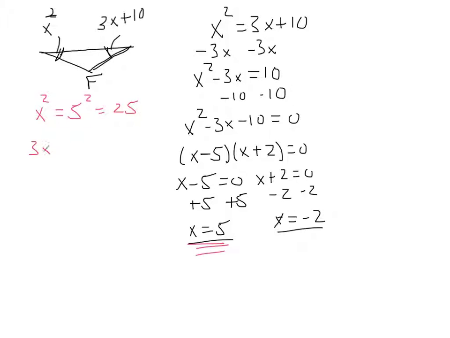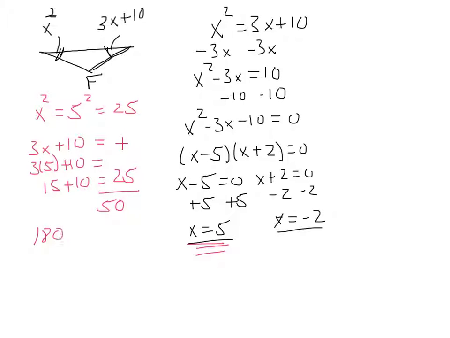Then I'm going to plug it into the other one just to make sure I got it right. 3x plus 10, well, that's 3 times 5 plus 10, right? 15 plus 10 is 25. So 25 plus 25 equals 50. I'm going to do 180 minus 50 because this entire triangle, this angle plus this angle plus this angle equals 180. So 180 minus 50 is 130 degrees.